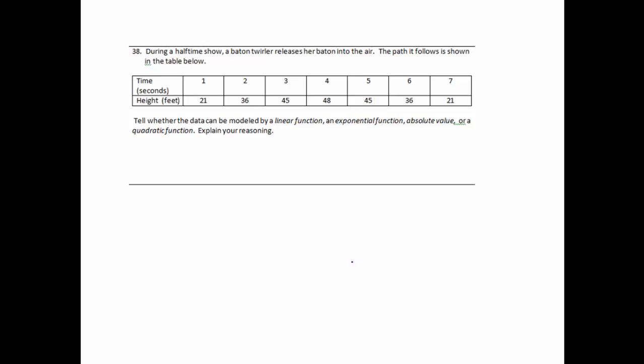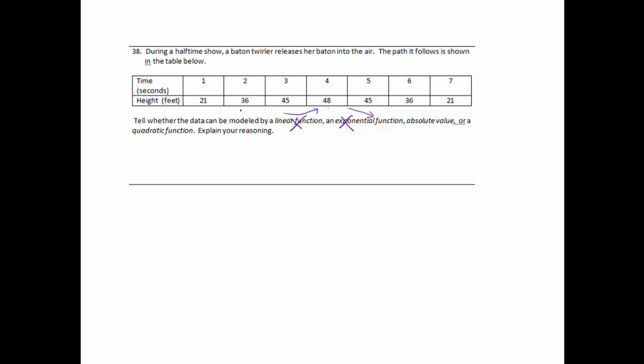Okay, number 38. During a halftime show, a baton twirler releases her baton into the air. The path it follows is shown in the table below. So we can see from this table, the baton is going up, and then after this 48, it's going back down. So tell whether the data can be modeled by a linear function, an exponential function, absolute value, or quadratic. We can automatically cross off linear and exponential because we are going up and then back down. So we just need to decide, is it absolute value or quadratic?